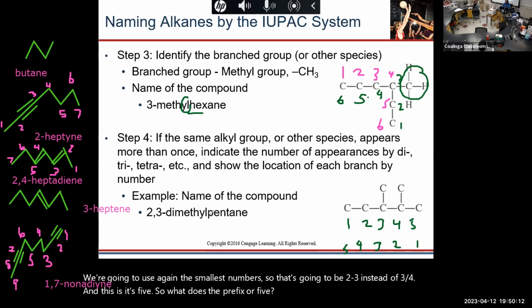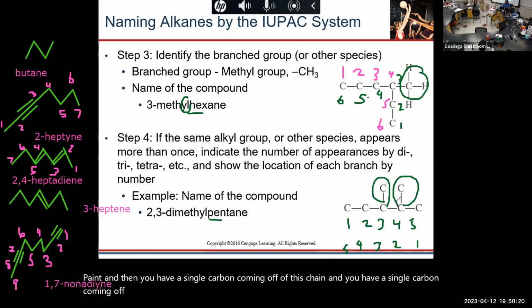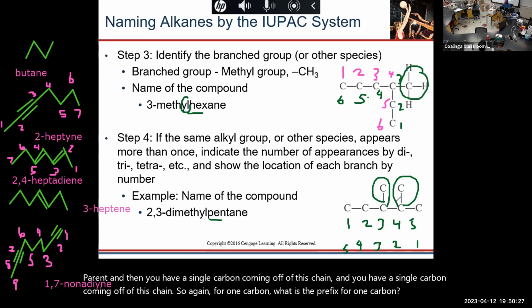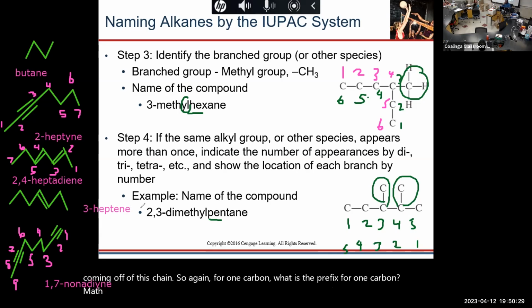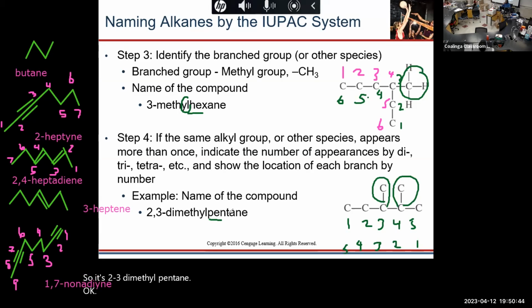Pent. And then you have a single carbon coming off of this chain, and you have a single carbon coming off of this chain. So again, for 1 carbon, what is the prefix for 1 carbon? Meth, that's right. So then we use methyl, right? And since there's 2 of them, we go dimethyl. So it's 2, 3, dimethyl. Okay. Are you with me? Okay, so we're going to test this out.